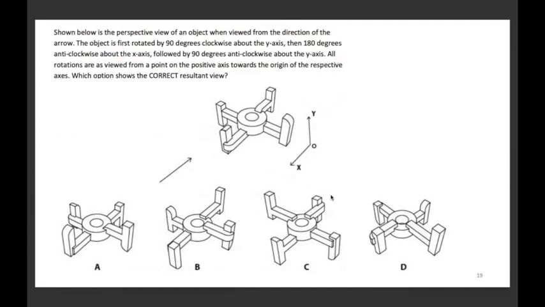Shown below is the perspective view of the object, which is viewed from the direction of the arrow. The object is first rotated 90 degree clockwise about y-axis, then 180 degree anti-clockwise about x-axis, and followed by 90 degree anti-clockwise about y-axis. All rotations as viewed from the point of positive axis towards the origin of the respective axis. Which option shows the correct resultant view?